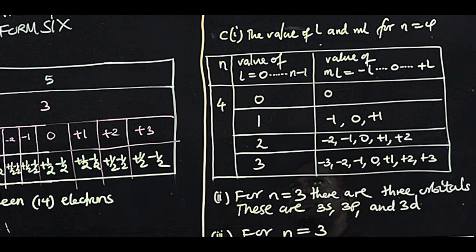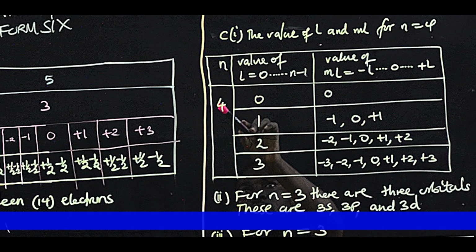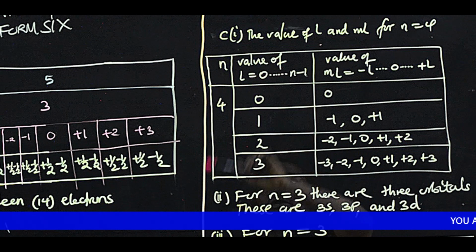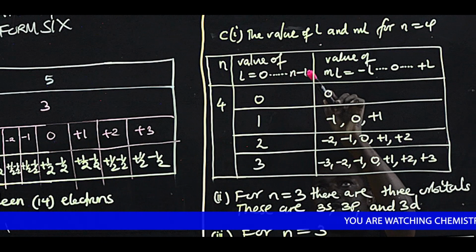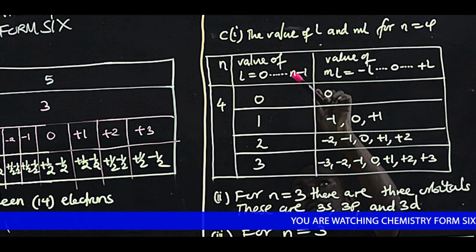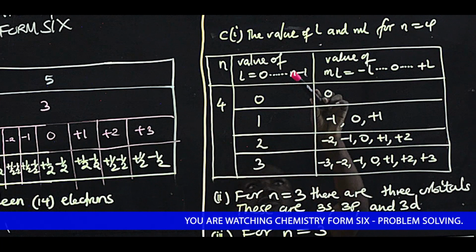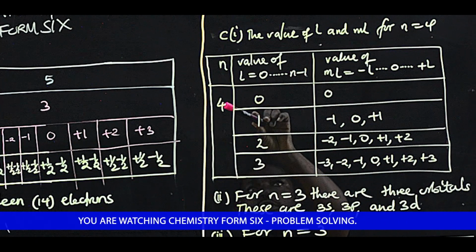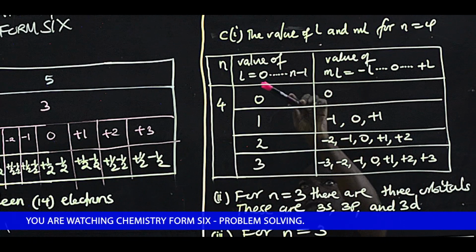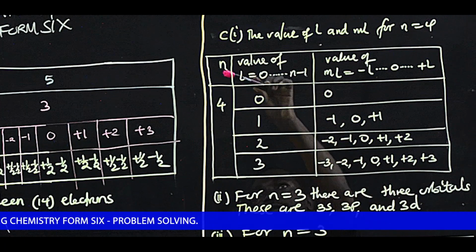Question number 1C. Write the values of l and ml for n is equal to 4. Let us start with the value of l, n is equal to 4. The value of l for n is equal to 4 ranges from 0 up to n minus 1. So the last value must be n minus 1. Here the value of n is equal to 4, so 4 minus 1 is equal to 3. So the value of l for n is equal to 4 ranges from 0 to 3. These values are 0, 1, 2, 3. These are the values of l for n is equal to 4.